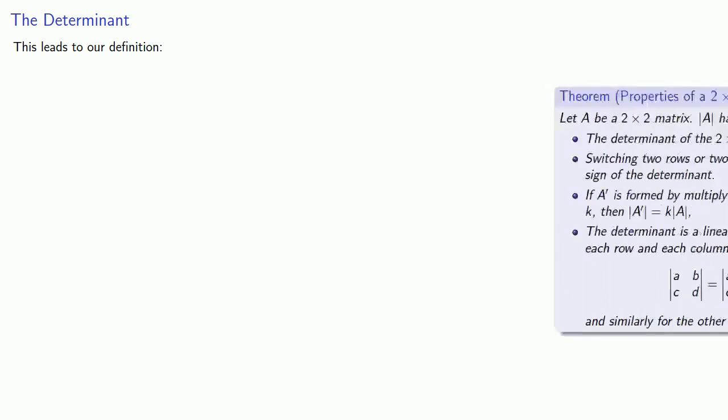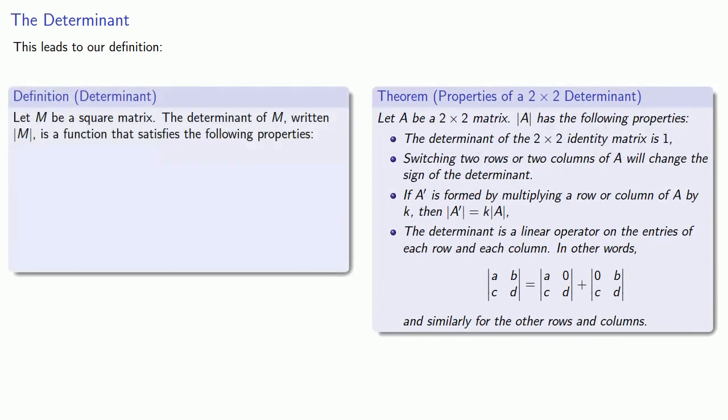What we want to do is to preserve as many of the nice results of our 2 by 2 determinant. So let M be a square matrix. The determinant of M, written this way, is a function that satisfies the following properties. Now, the determinant of a 2 by 2 identity matrix is 1, so we'll make that one of our defining properties of the determinant.